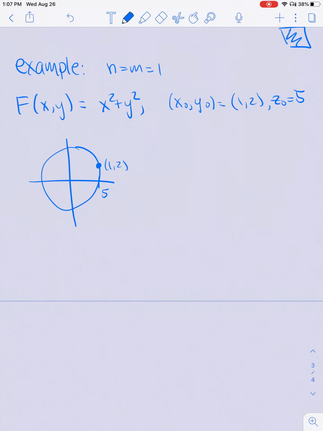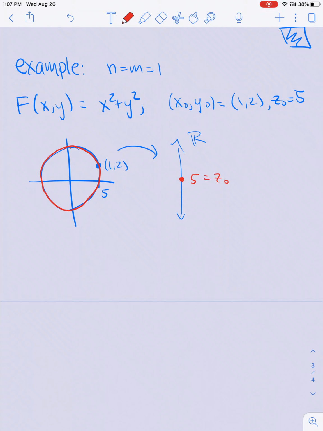And f actually sends all of R2 to R, right? So f is defined on all of R2. So what I can do, not going to do any fancy iPad tricks, I'll just color over this red. This red is the level set of the point, so here's my R, the level set of the point 5, which is my z naught.